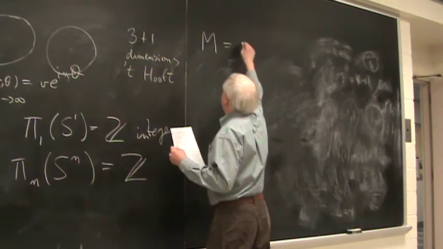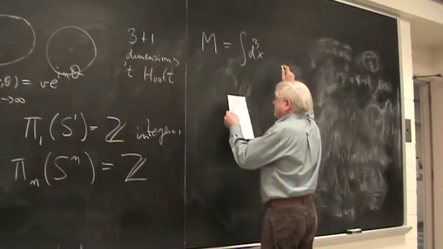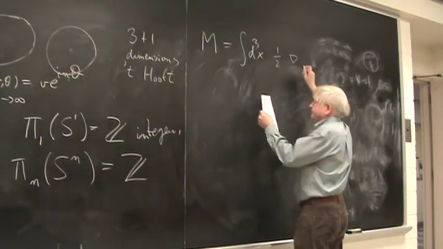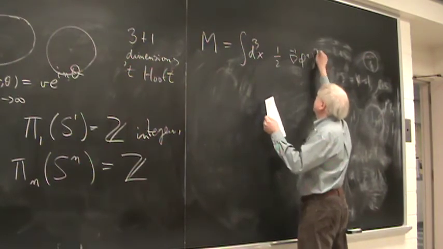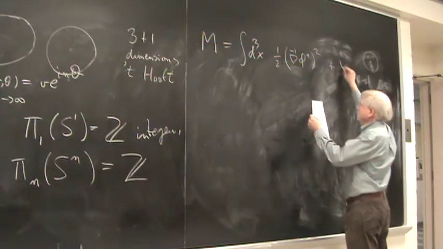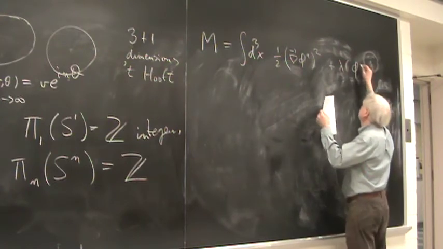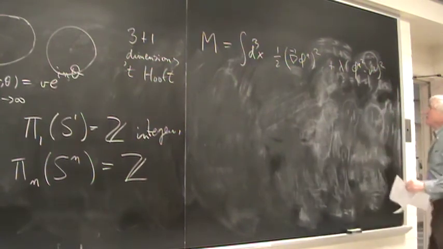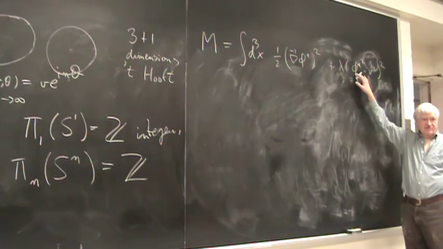let me just start with mass again. Now we're talking about three space dimensions. And let's think about three real fields. So grad phi_A squared, lambda (phi_A squared minus v squared) squared. So it's the same business again. This phi, you can think of it as a three-vector, so this is phi dot phi.